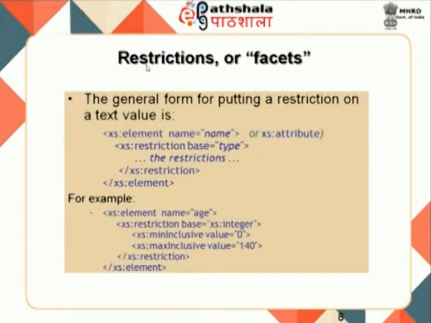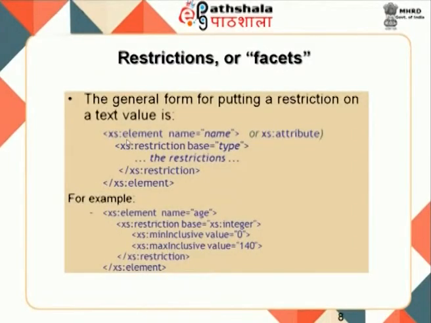Next, we will see how to define restrictions. Restrictions can be applied to simple types as well as to complex types. Whenever you want to have control over the ordering or the structure, how it has to appear in the XML document, then you put a restriction. The general form for putting a restriction looks like this. This is how you put a restriction on simple types. You define an element with the name of the element, or it can be defining an attribute in an XML document.